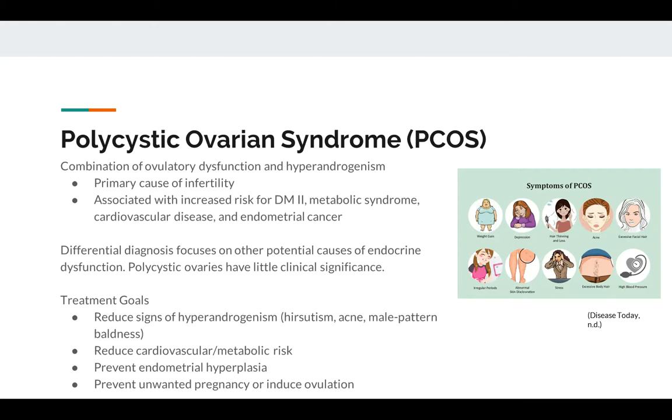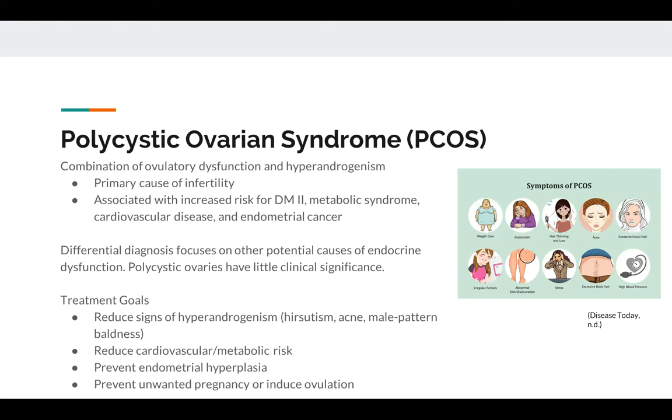So when you're doing a differential diagnosis for PCOS, your primary goal is to eliminate other causes of endocrine and gynecologic dysfunction. The fact that the patient has polycystic ovaries actually doesn't have a lot of clinical significance, so that's not really the place that we go looking first. We're really looking on the endocrine side of things.